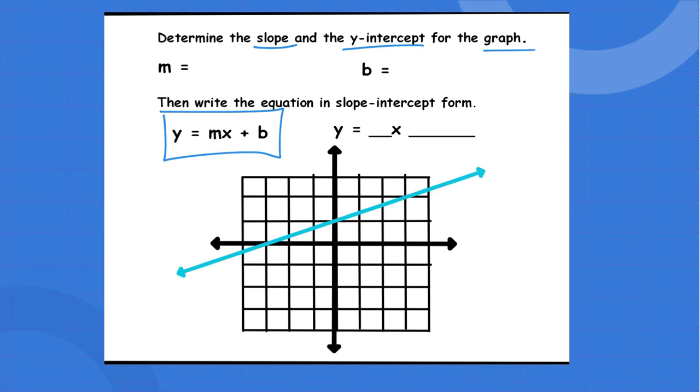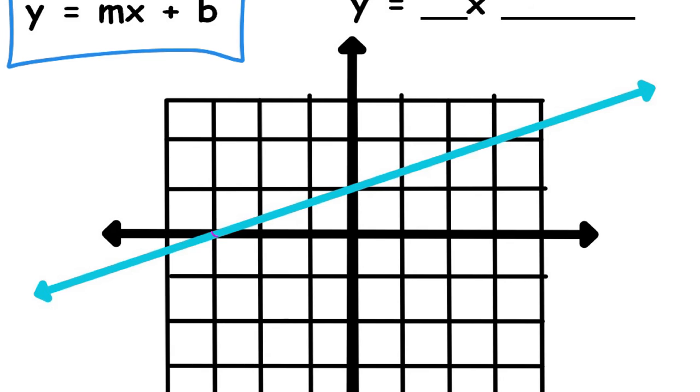So let's start with a point on this graph. And I see right here, it goes to a -3, 0. And then it looks like it connects here as well.